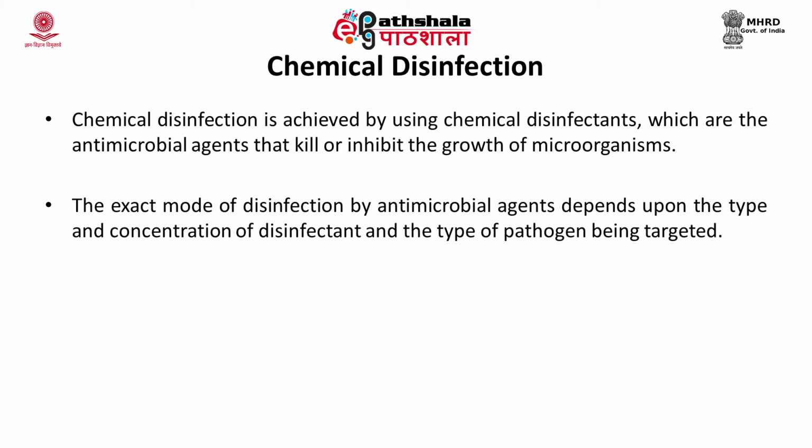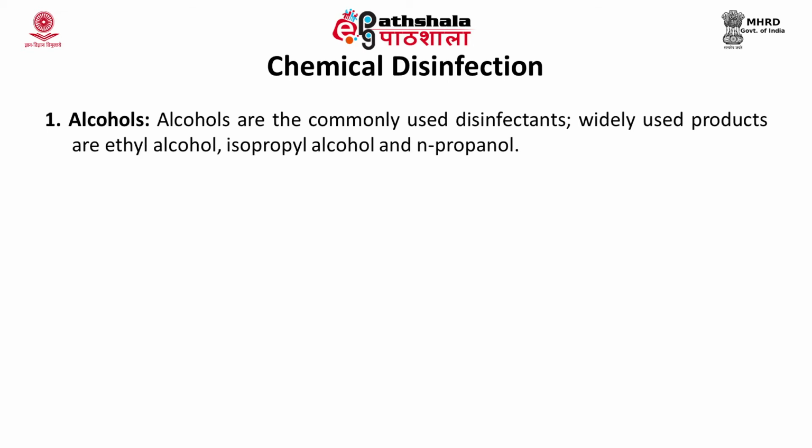Chemical disinfection is achieved by using chemical disinfectants, which are antimicrobial agents that kill or inhibit the growth of microorganisms. The exact mode of disinfection by the antimicrobial agents depends upon the type and concentration of the disinfectant, as well as the type of pathogen being targeted. The commonly used chemical disinfectants belong to the class of alcohols. The widely used products are ethyl alcohol, isopropyl alcohol and normal propanol.